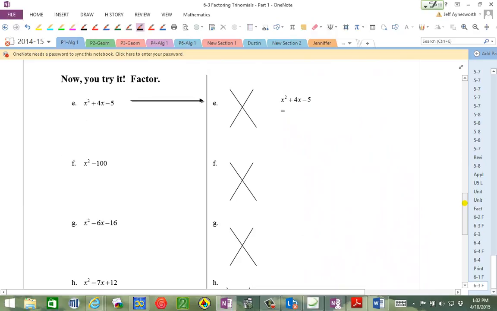Okay, so now I want you to pause and play. Interact with the video, so just don't sit there and keep it going. I want you to interact with it. I want you to pause it right now and think of two numbers that multiply to negative 5 and add to 4. Okay, pause the video and write them down and interact with me.